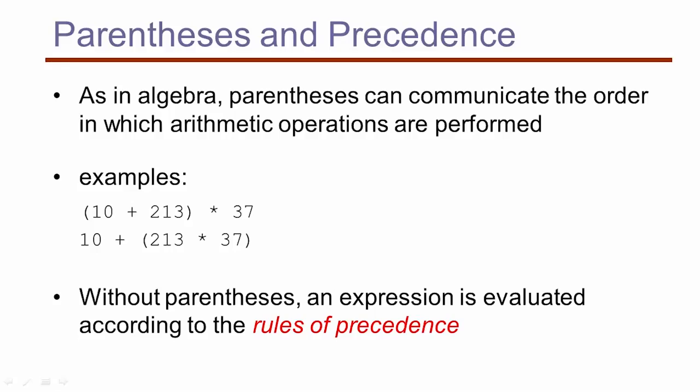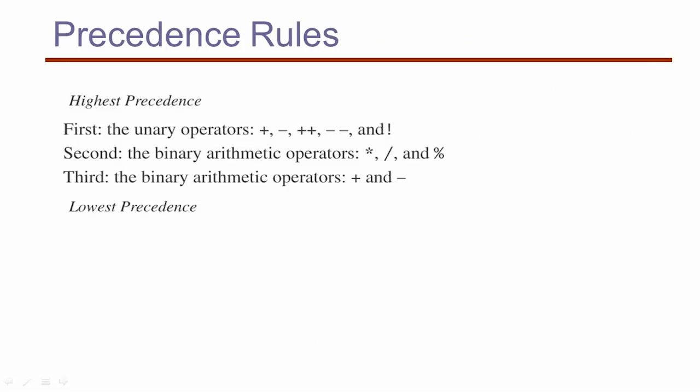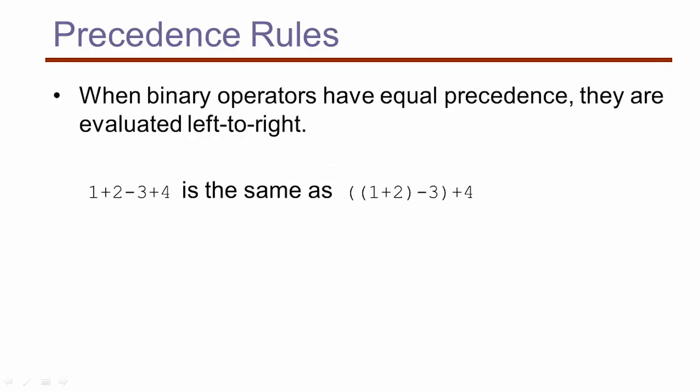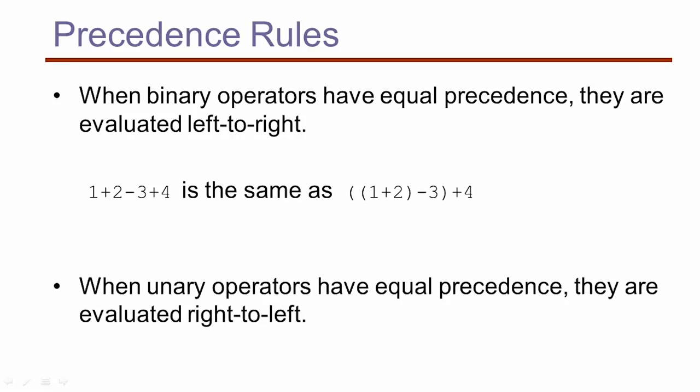Without parentheses, we will use the standard rule of precedence to determine the order of operations in evaluating an expression. The rules of precedence are similar to mathematics, where our unary operations have highest precedence, followed by the multiplicative operators, which are then followed by our additive operators. When binary operators have equal precedence, they are evaluated left to right. In this example, we see that the leftmost addition will occur first, followed by the subtraction operator, and then finally the rightmost addition will occur last. When unary operators have equal precedence, they are evaluated right to left.